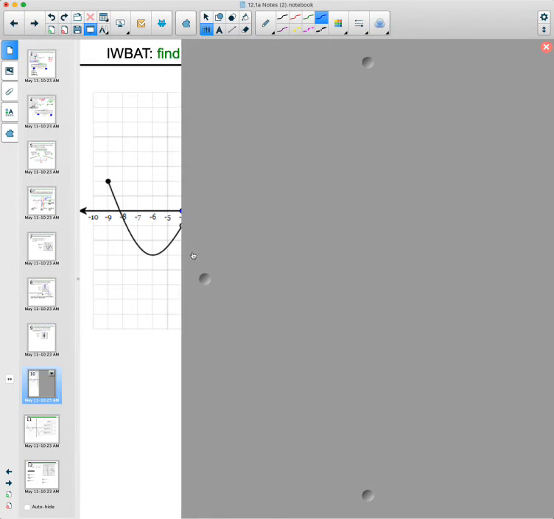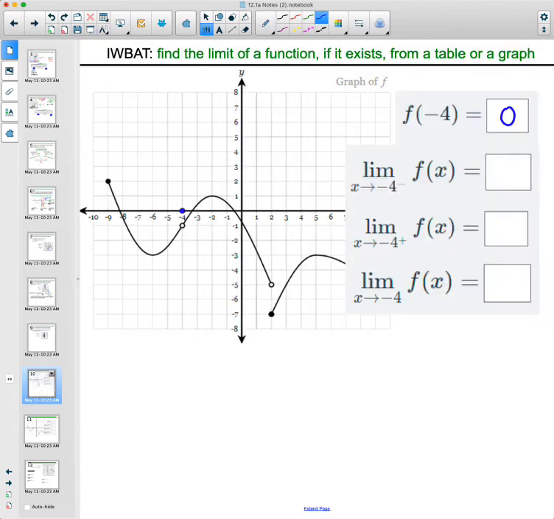Okay, so if we couldn't even see what the function is actually doing at -4, what is it doing right next to -4? And it's going to -1. So the left-hand limit here is -1. Okay, so as we approach it and we just get really close, it's going to -1.